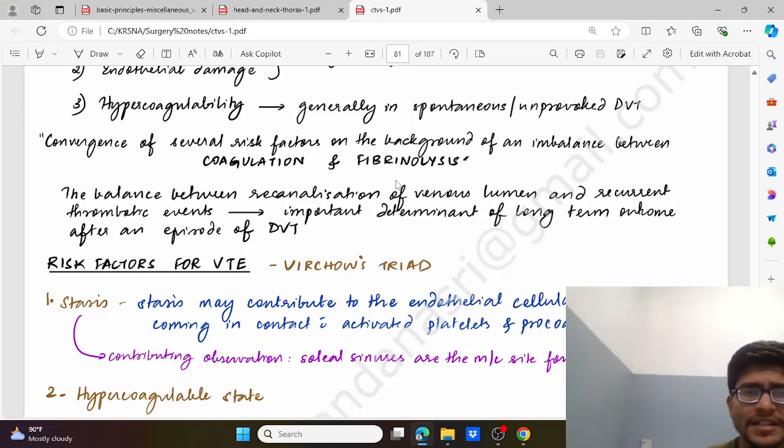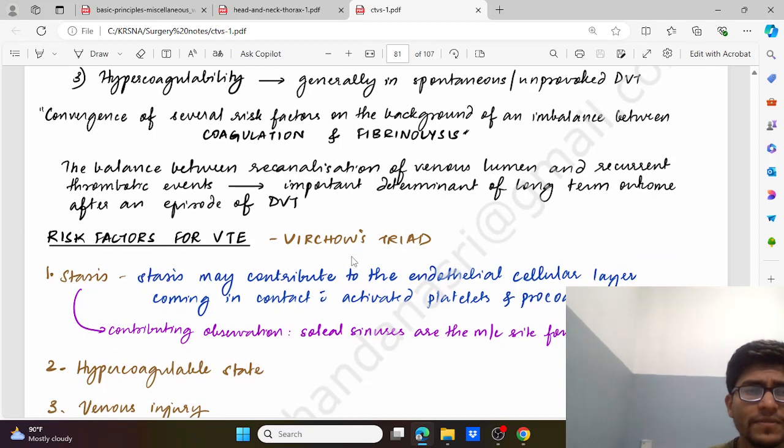Normally the balance of recanalization and recurrent thrombotic events will be taken care of, but if this balance is disturbed, then there will be a long-term outcome in the form of post-thrombotic syndromes.